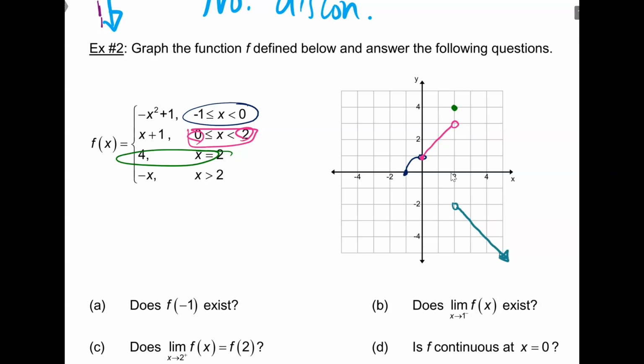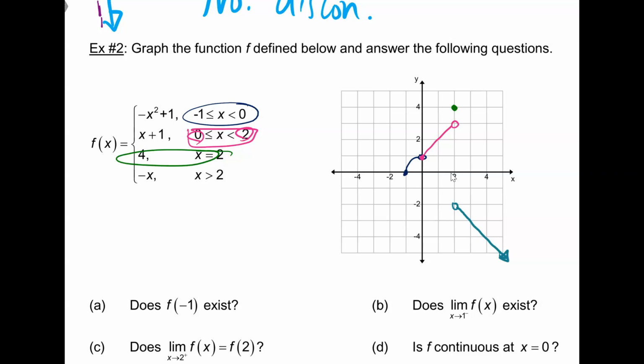Let me pause here. If there are questions, now is the time. So you look at your two boundaries, you find what the y values were, you make it a closed circle if it's or equal to, and an open circle if it's just a greater than or less than. And then for our pink, it was a line, a straight connection. For our blue, it was a parabola, so it's a curved connection. For our light blue teal color, it's negative x, that's just a slope of -1, and it's a straight line that goes down forever.